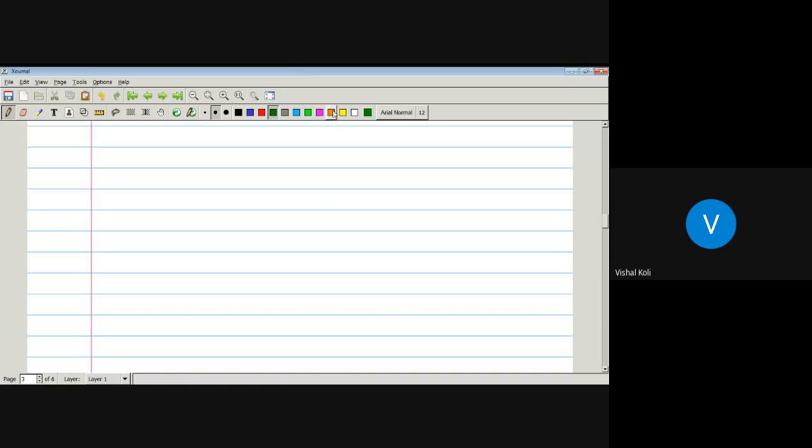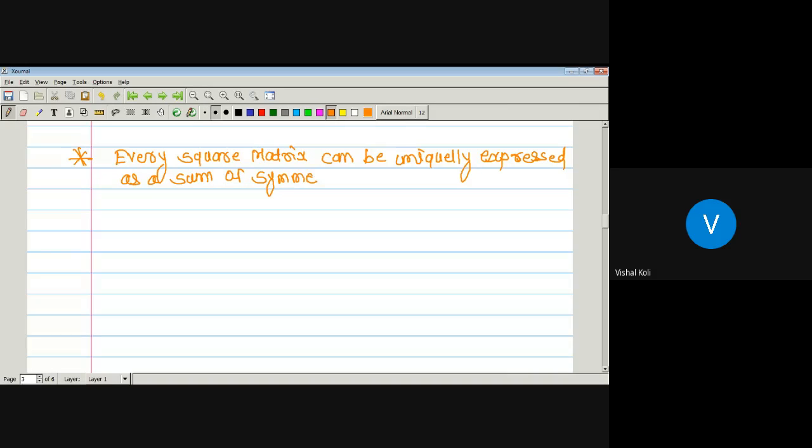Now there is one result. Every square matrix can be uniquely expressed as a sum of symmetric and skew symmetric matrix.